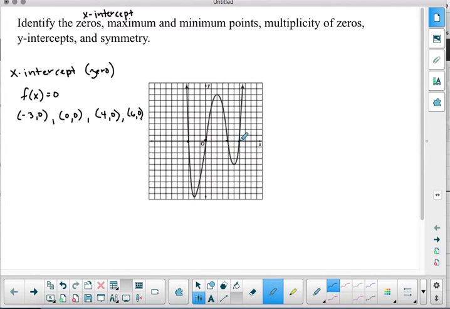Those can be identified from looking at the graph, or by solving an equation to find out when the function is 0, when y is equal to 0.